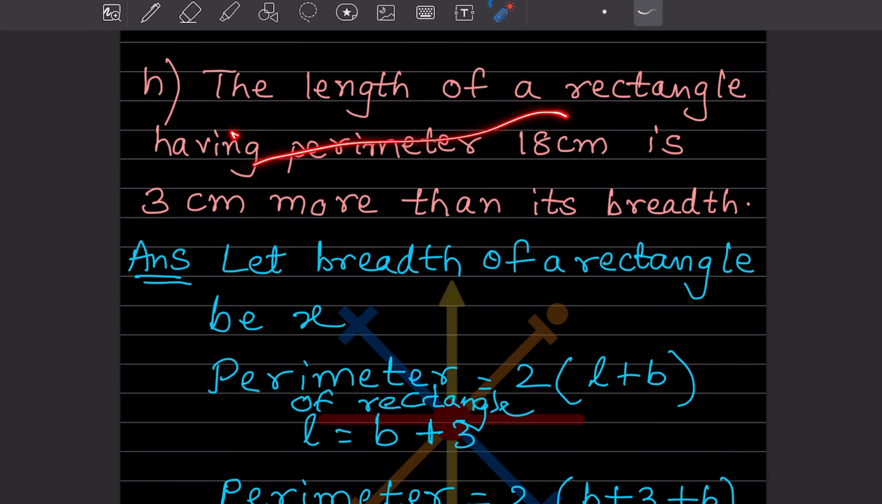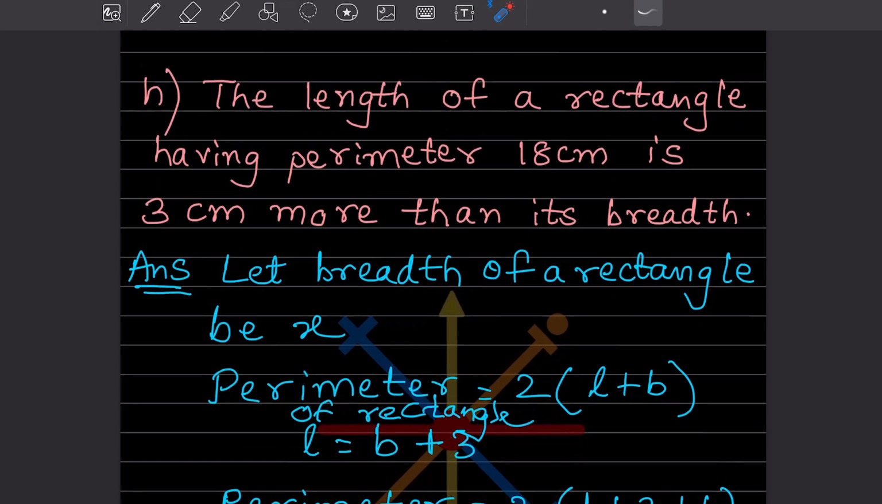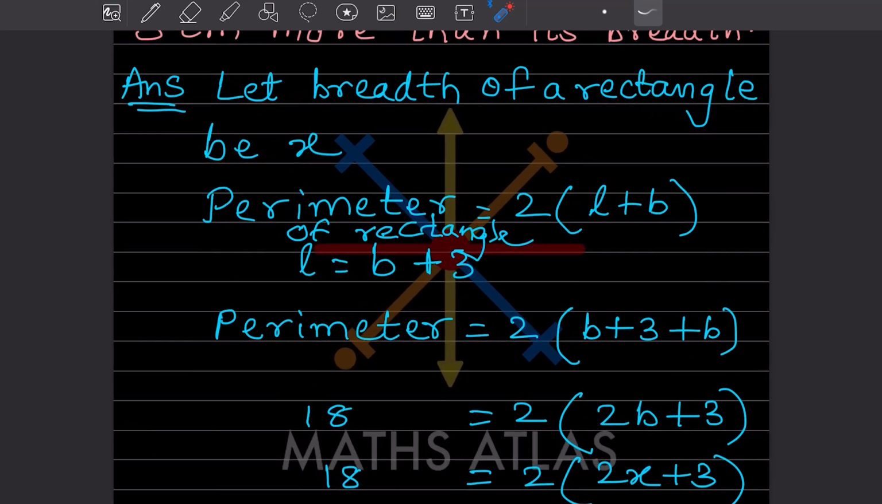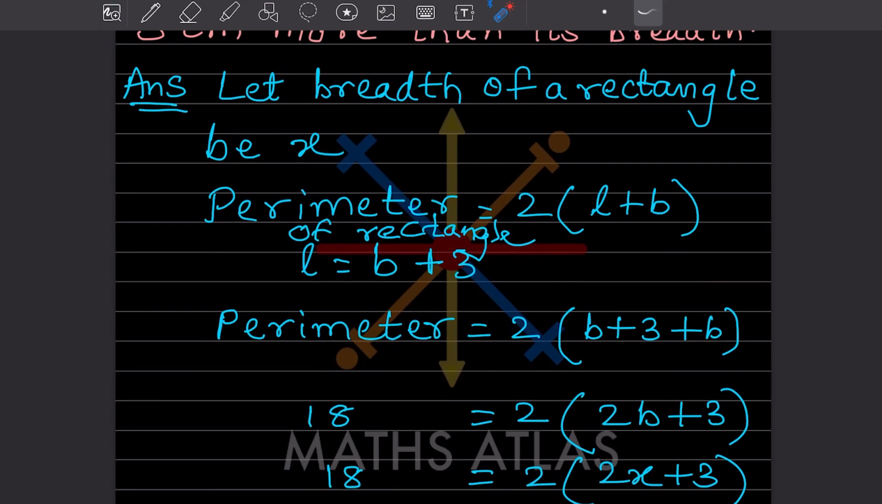Okay, so now here what did they say? For the time being you have to forget about the perimeter. So length is given as 3 centimeter more than the breadth. So what is that? Length is 3 centimeter more than the breadth, means B plus 3. B is the breadth. So this is important. Hope you got this one. So now what are we going to do? First we will put the values in it. So the perimeter, in place of this one, what are we going to do?